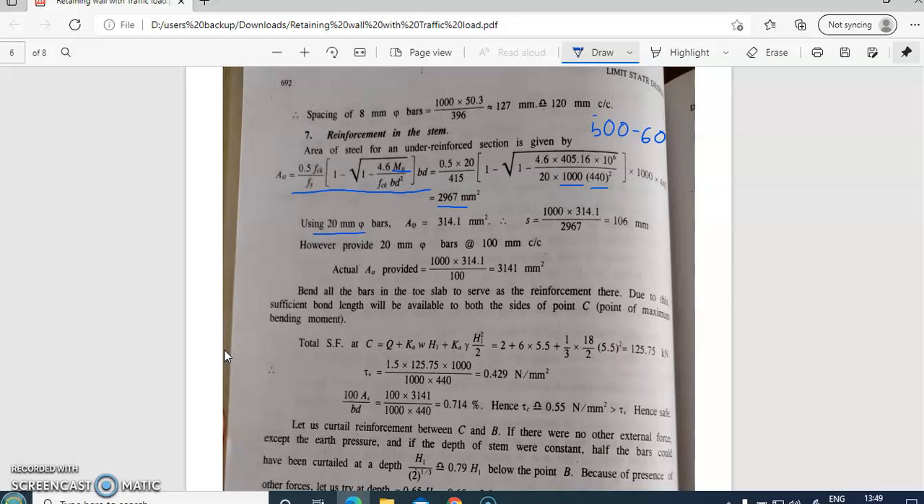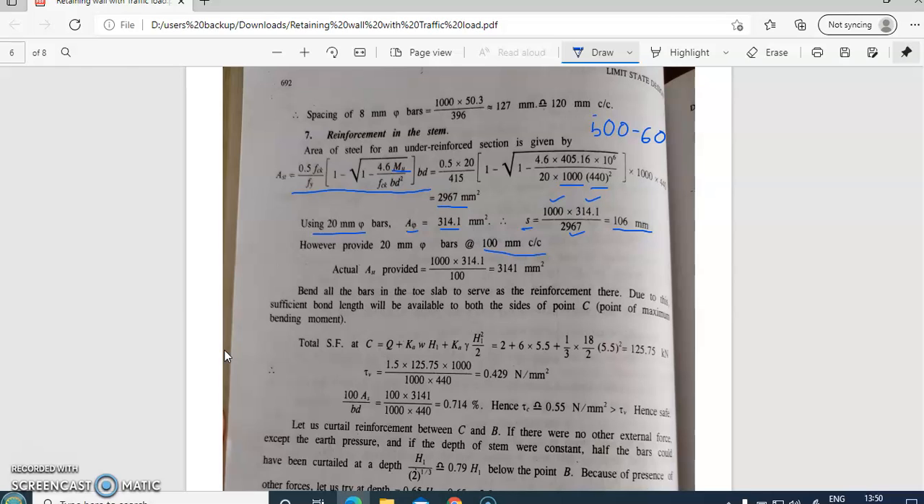Let us use 20 mm bars, and the area of a 20 mm bar is 314.1 mm square. So the spacing small s is calculated as, for every 1000 mm, the area of a 20 mm bar divided by the area of steel that we need to provide. Okay, so the spacing required of a 20 mm bar is 106 mm. Let us provide 20 mm bars at 100 mm center to center.